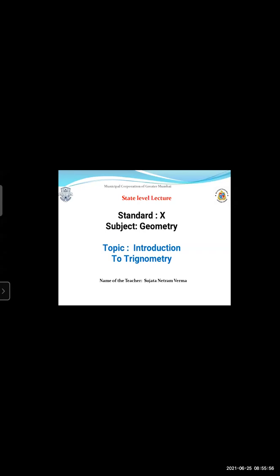In the previous class, you learned what trigonometry is, how we find the trigonometric ratios, and how we apply them. So let's start the introduction part. Today we discuss what is meant by trigonometry, what its objectives and applications are, and how we apply all the ratios. This is a very important topic in your mathematics. So let's start today's lecture.